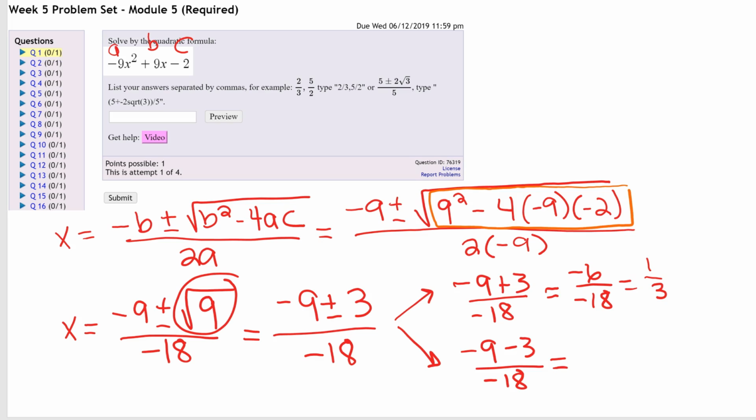And then for this one, we're going to get -12 over -18. When we type that into our calculator, we're also going to get a decimal. We want to make sure we write that as 2/3. So when I'm typing this in, I'm going to follow this instruction here, where I'm going to type 1/3, 2/3, and then I'm going to hit submit.